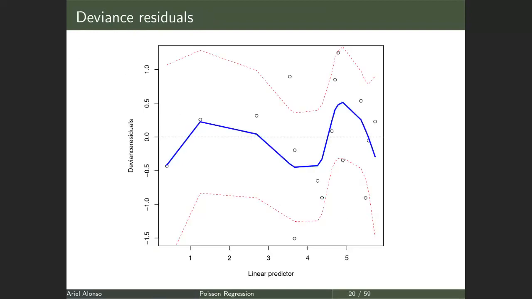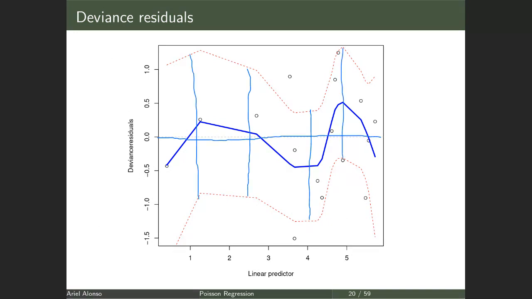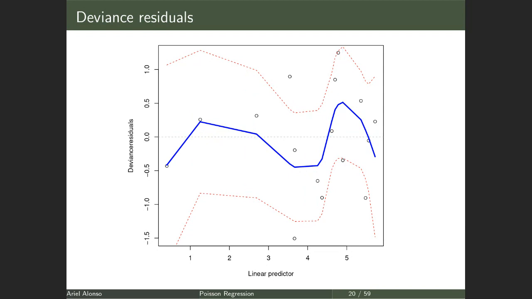If you plot, for instance, the deviance residuals, here you have the 0 line, and you can see that the residuals just fluctuate around 0. Here you have the corresponding confidence bands, and indeed the 0 line is included inside these two confidence bands. So in general, no reason to worry here. This model seems to be capturing at least the main features in the data.